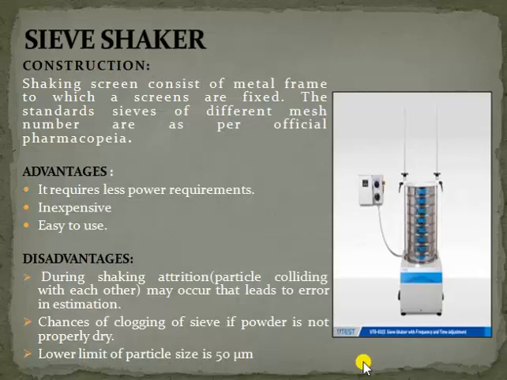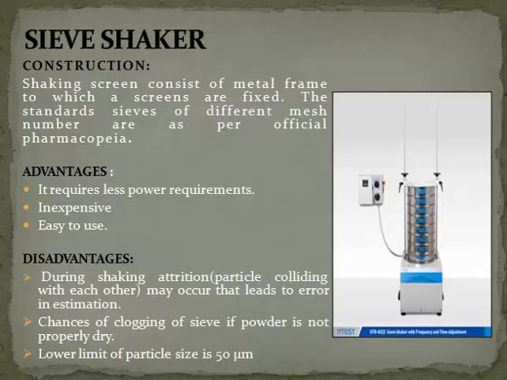If wet material is passed through the sieve, the chances of the mesh size getting clogged are high, or attrition may occur, that is, particles get clogged or stick to the screen of the sieve. Its lower limit of particle size is 50 micron. So particles below 50 micron cannot be separated by the sieve.